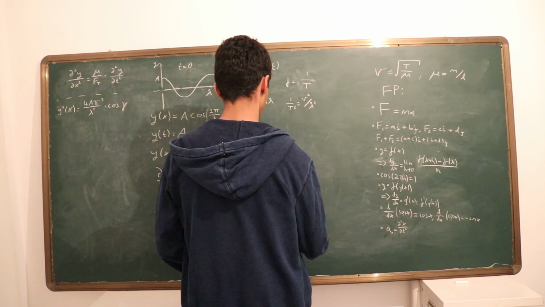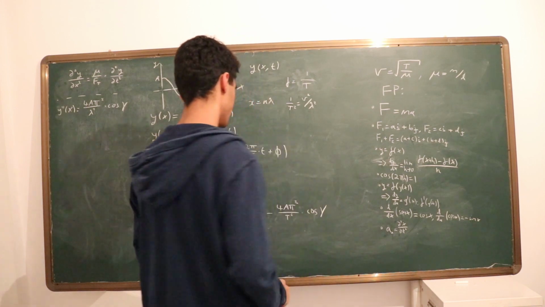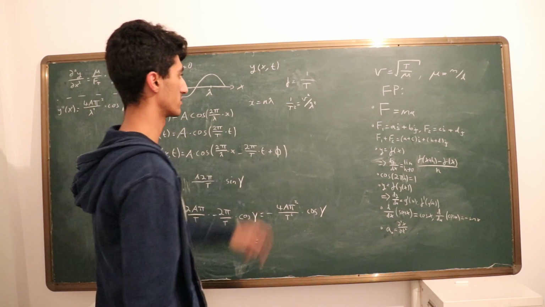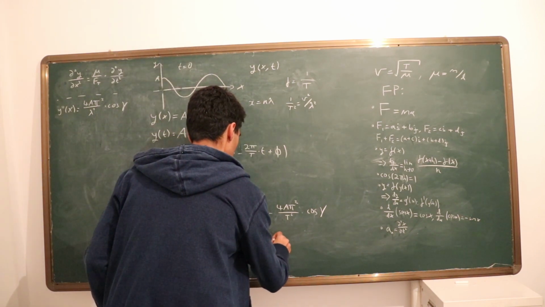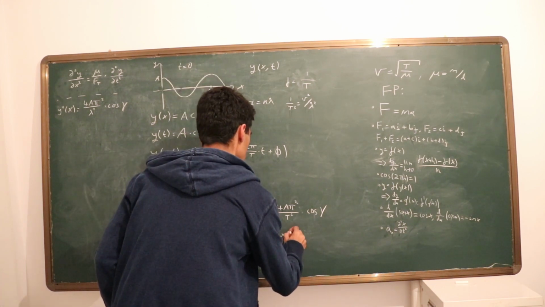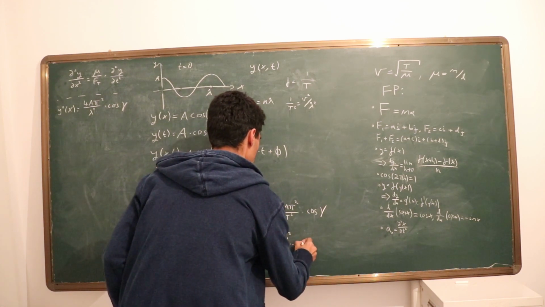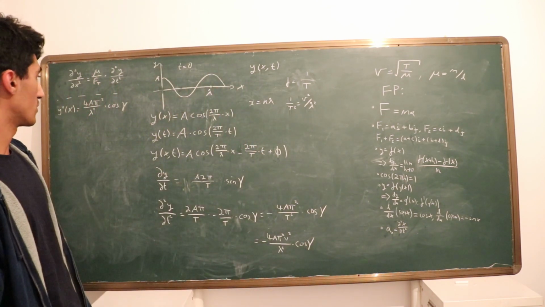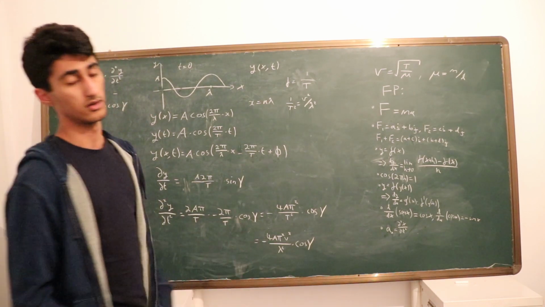This is times cos gamma. So I'm going to sub in this for 1 over t squared. So you're going to have minus 4a pi squared v squared on lambda squared times cosine of gamma. Now what you might notice is that this, well, okay, I'll make it easy for you.